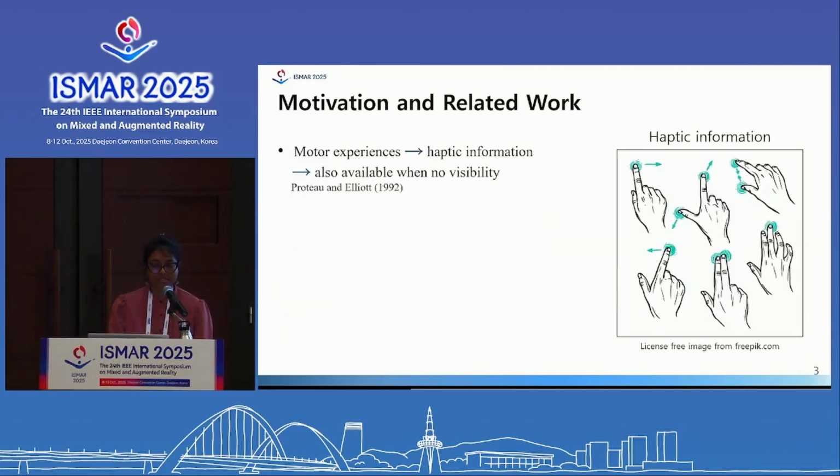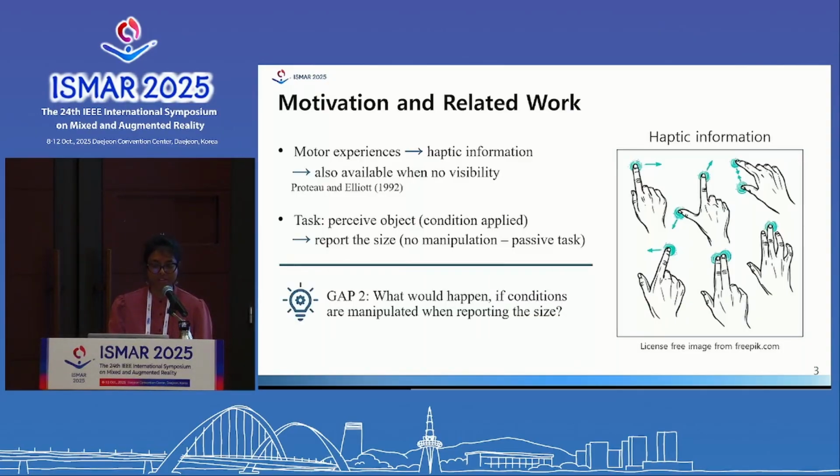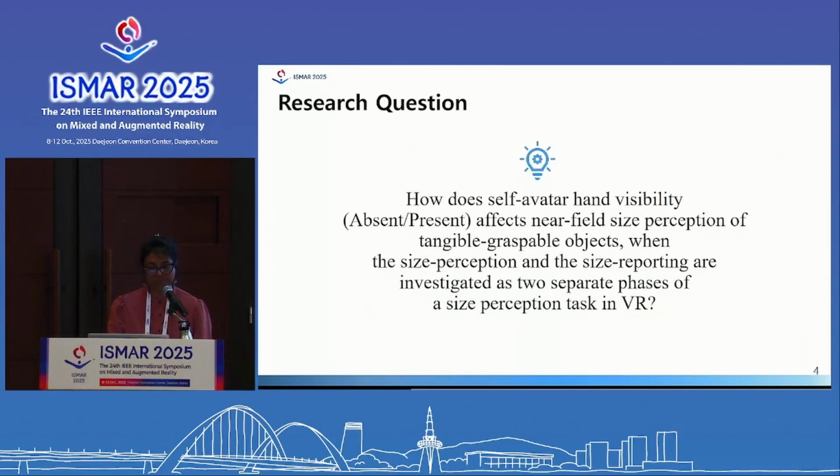Motor experiences, another aspect in size perception, provide haptic information even when the environment is not visible. A size perception task in most of the previous VR studies consisted of perceiving an object when a condition was applied and then capturing the perceived size through a passive task where no manipulation was made. This made us wonder and ask, what would happen if reporting of the size was considered an active task and conditions are manipulated during that task too?